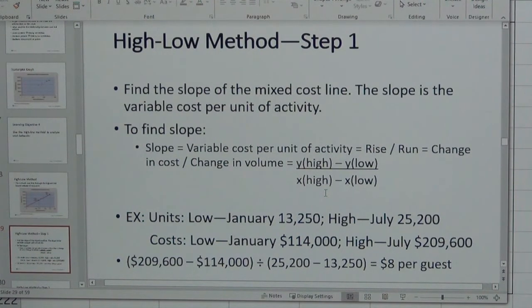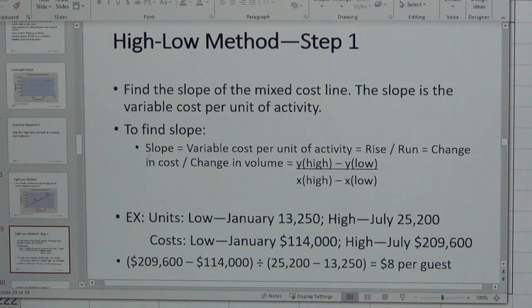Okay, so the high-low method, step number 1: find the slope of the mixed cost line. The slope is the variable cost per unit of activity. And to find that slope, we're going to take the slope, which equals variable cost per unit of activity, equals rise over run, which in essence is the change in costs divided by the change in volumes. And you know that the change in costs is going to be the y, and the change in volumes is going to be the x.